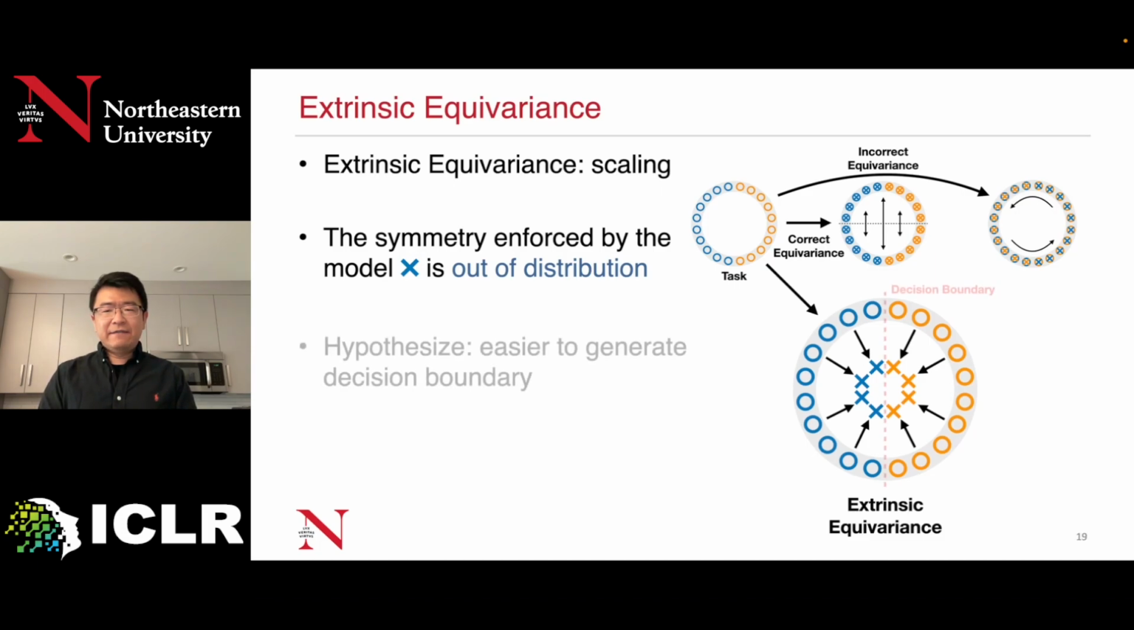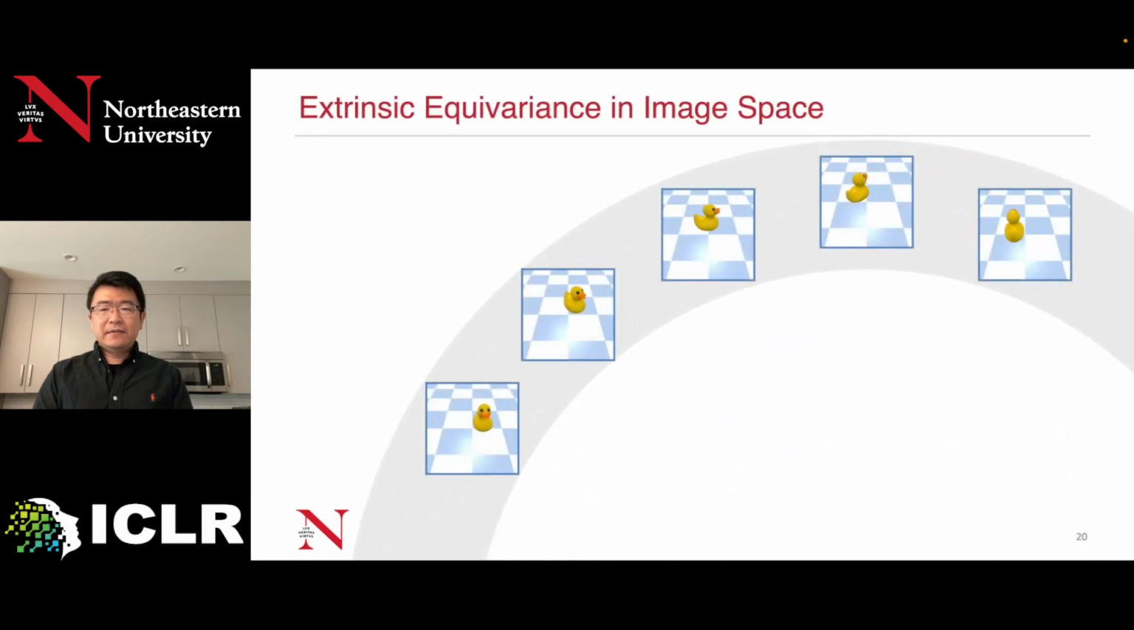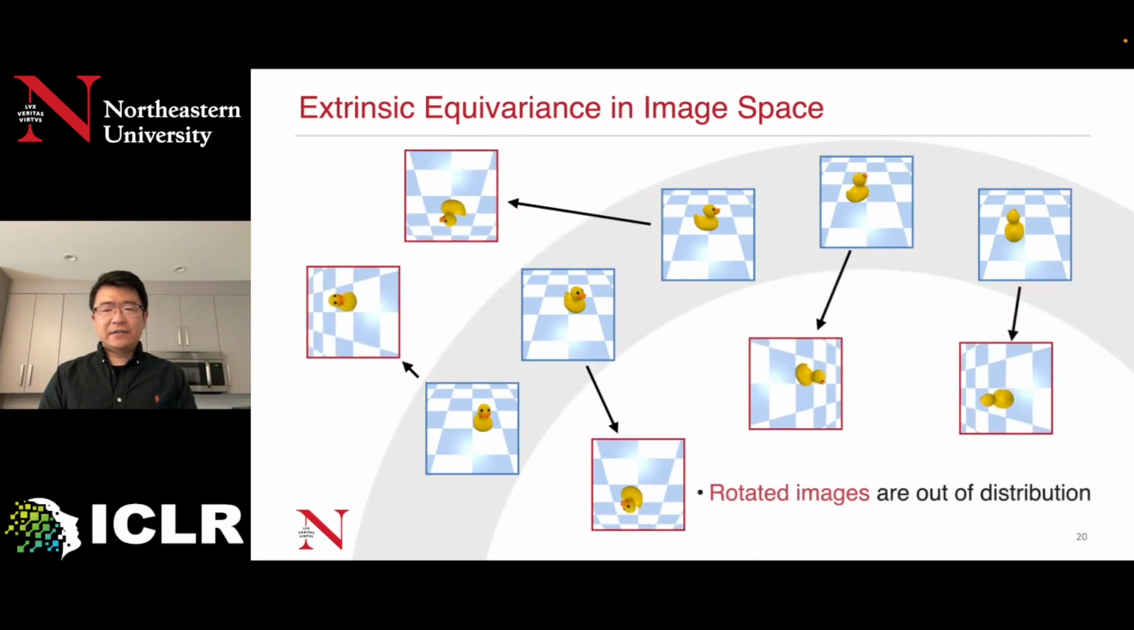In fact, we hypothesize that extrinsic equivariance can make it easier for the network to generate a decision boundary. Recall that in the image space, the rotated objects are in distribution, but the rotated images are out of distribution. So if we use a rotational equivariant network here, we will have extrinsic equivariance.